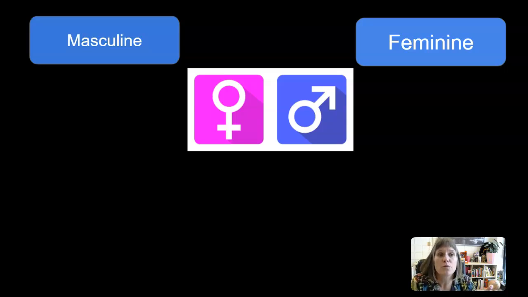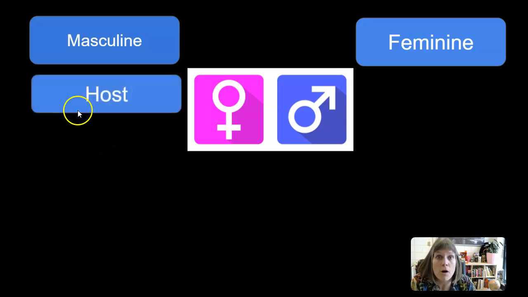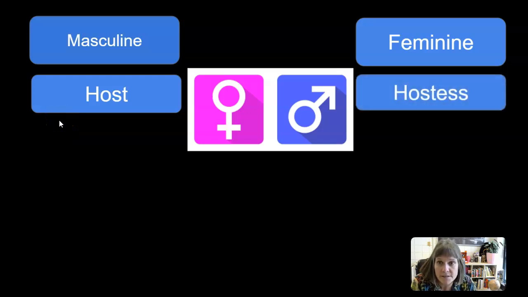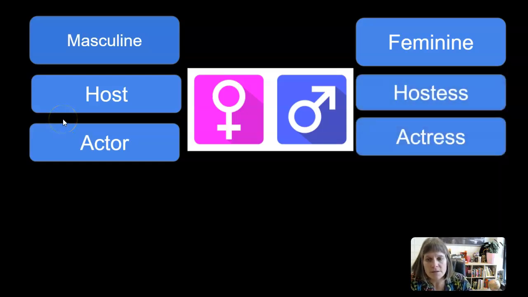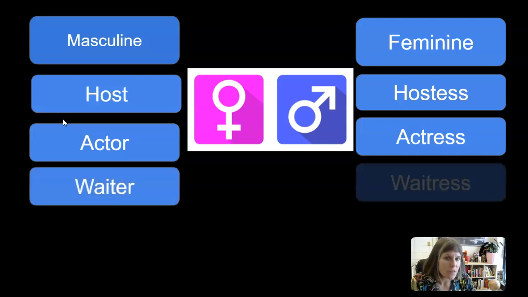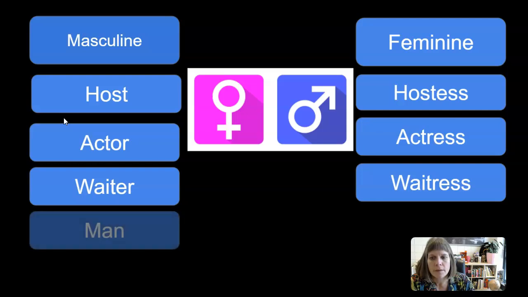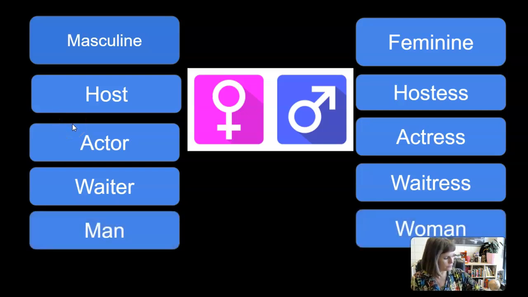In the English language, we do have masculine and feminine words. For example, host would be a masculine word. The feminine of host would be hostess. Actor, actress. Waiter, waitress. Man, woman. So it does exist for us. We do have words that sometimes align with masculine or feminine. It's not as popular with our nouns, but in French and Spanish and German and Italian, they often have masculine words and feminine words.